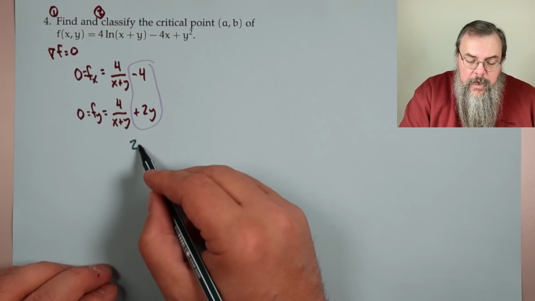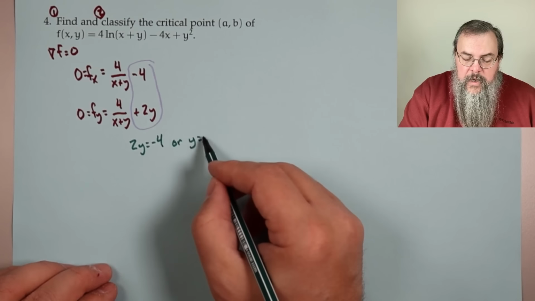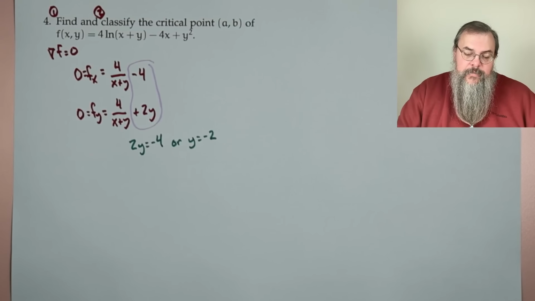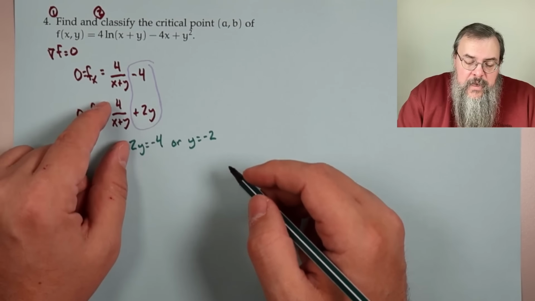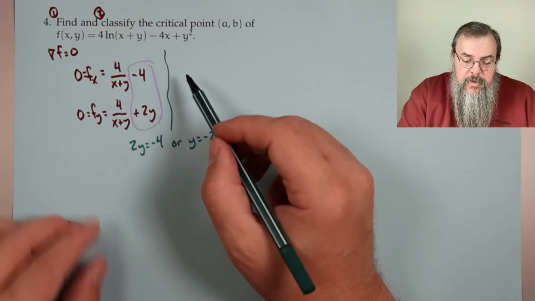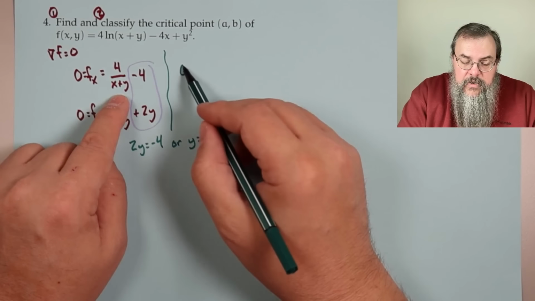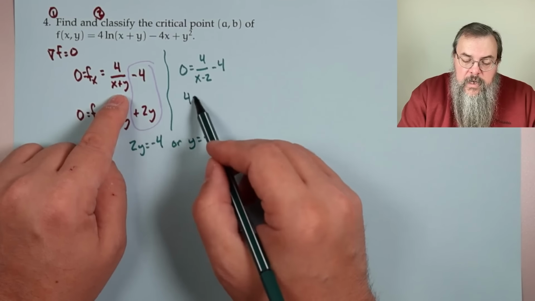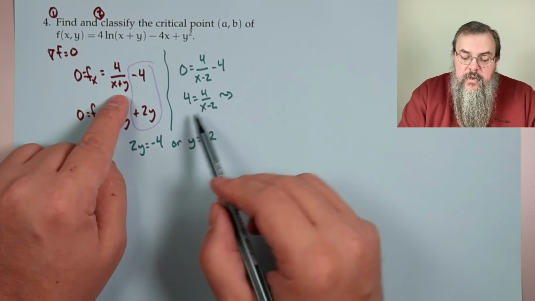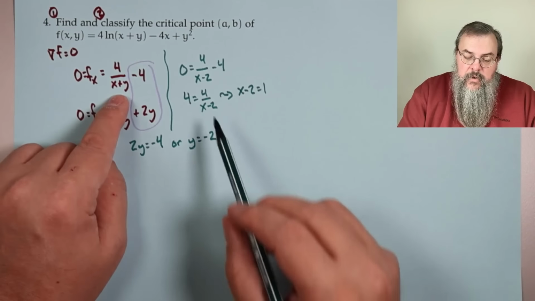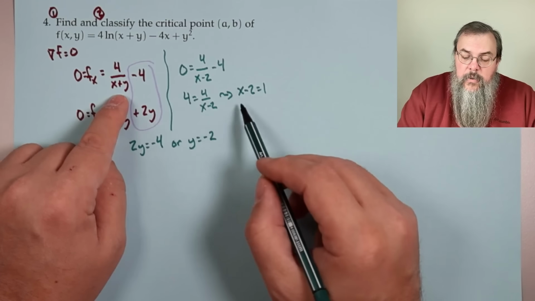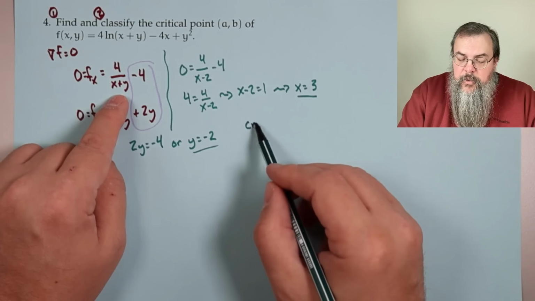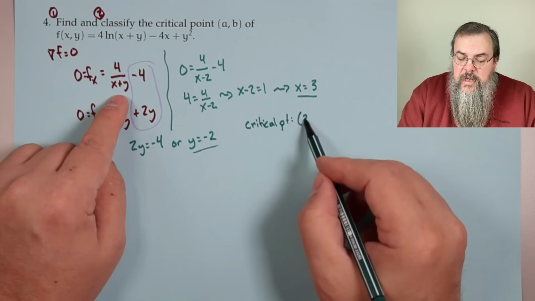So that says we need 2y to be negative 4, or y is negative 2. Now that's not a point, but that gets us part of the way. It's the y coordinate. Now how do we get the x coordinate? Well, now we plug in what we know and solve. Plugging y equals negative 2 into the first equation gives 0 equals 4 over x minus 2, minus 4. Move the 4 across: 4 equals 4 over x minus 2. The only way this is possible is if x minus 2 equals 1. You can cross multiply and divide by 4. That says x is 3. So this is the y coordinate, here's the x coordinate, and our critical point is at the point (3, -2).